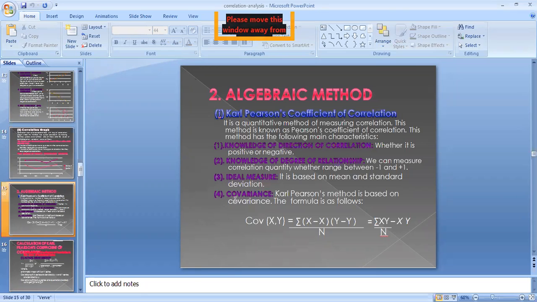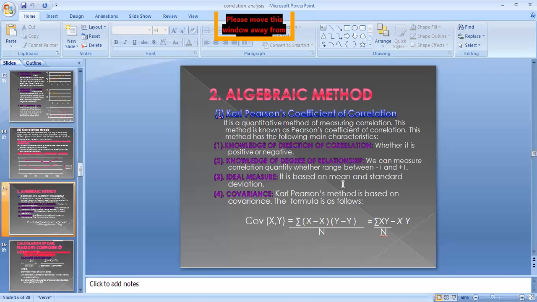Ideal measure, covariance. There are four types of characteristics. One is knowledge of direction, whether it is positive or negative. First of all, we have to find out whether it is positively or negatively correlated. Another is that we can measure the correlation quantity in the range -1 to +1. We have to measure this range.